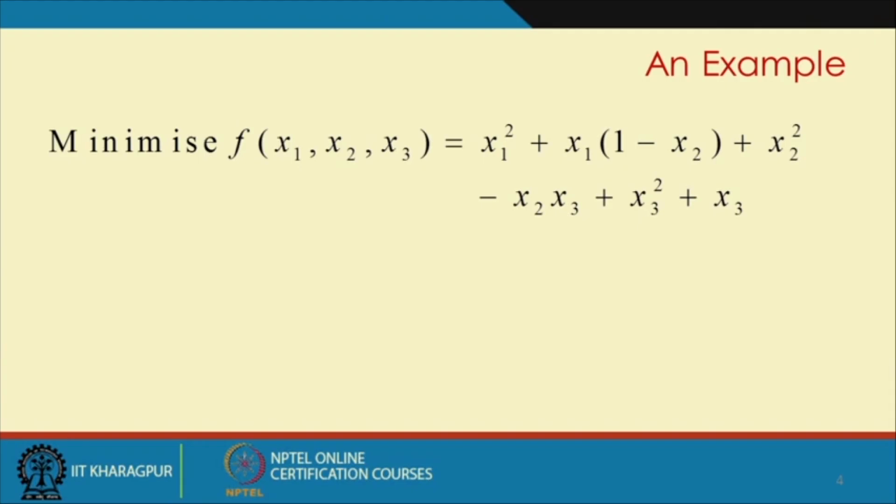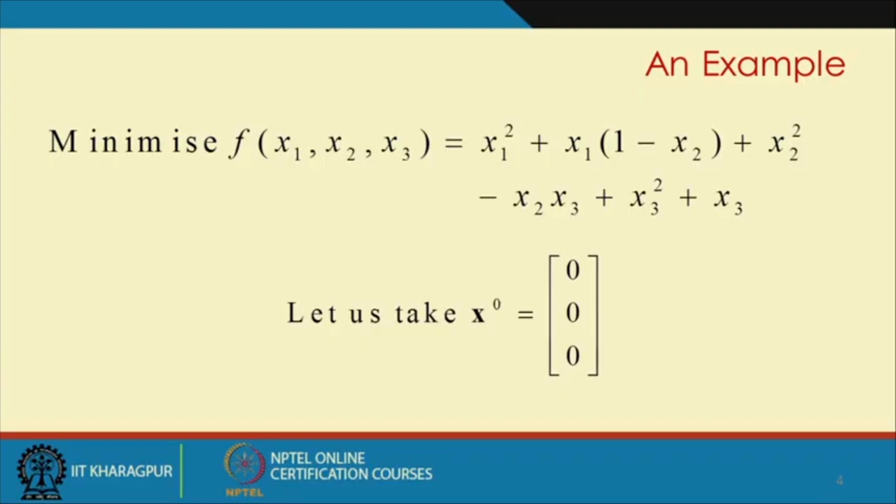The range of x is minus infinity to plus infinity. There is no specific range, because I have said the function is continuous throughout the domain, from minus infinity to plus infinity, for all x1, x2 and x3. Here also we are employing the steepest descent technique. We start from a guess point. Let me consider the guess point as 0 0 0.